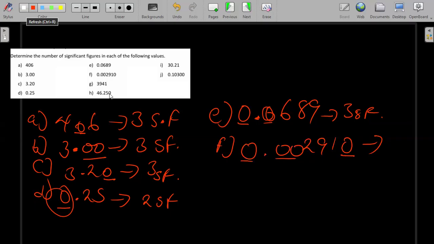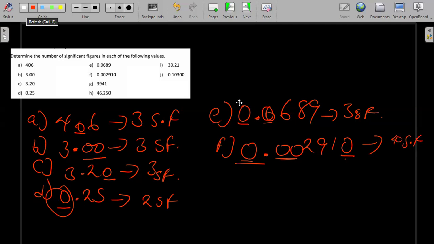How many significant figures do we have in this number? These leading zeros, like we've mentioned, are not significant. Then we have a trailing zero here, which in this case is after a decimal point, so it is significant. So in this case, you are going to have 4 significant figures in that number.